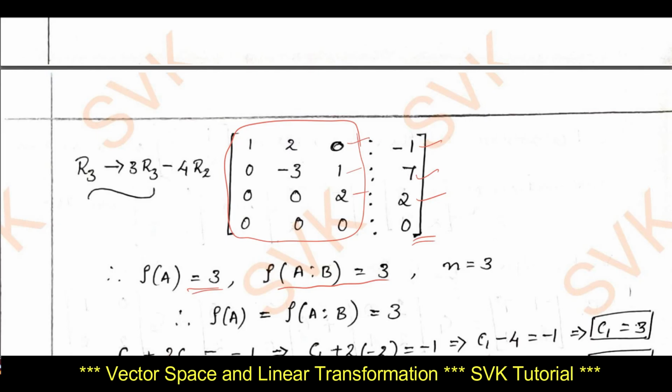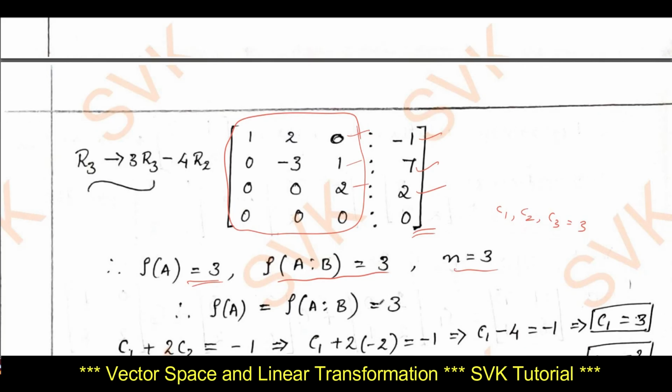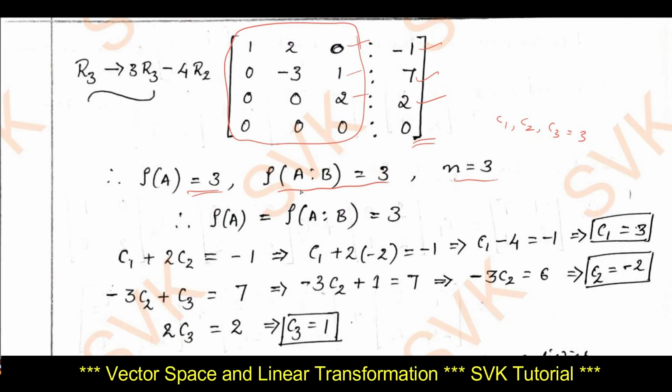Number of unknowns: C1, C2, C3. So we have 3 unknowns, and for that reason n equals 3. As we have rank A equal to rank of the augmented matrix equal to 3, we can get a unique solution. Just solve that equation. Resubstitute this matrix, that is C1 plus 2C2 plus 0 C3. That is what I have written: C1 plus 2C2 equals minus 1.